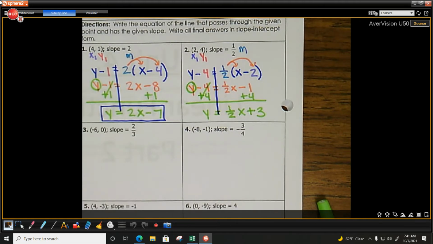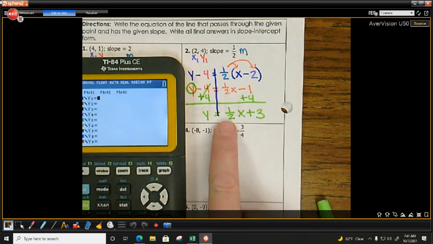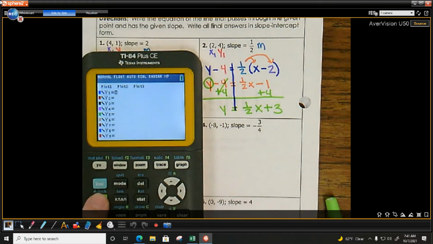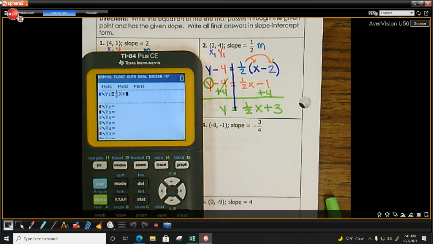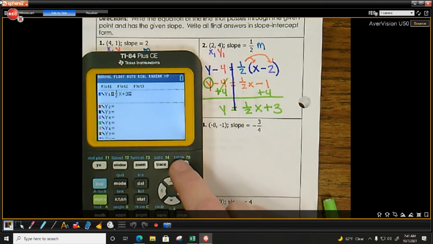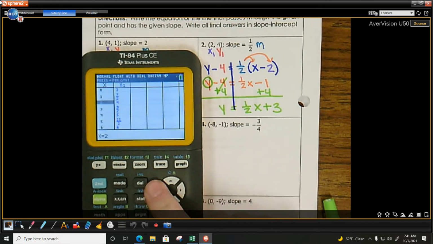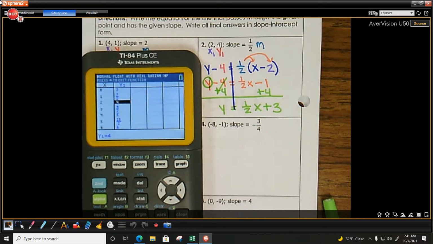Okay, so let's now all go to our calculator, and we are typing in our equation. How do we put that fraction in again, guys? Alpha Y equals enter. So 1/2 X plus 3. Then I need to check to make sure the point (4, 5) is on the table. So second table, is 24 on the table? Yes, so we got it right. We have the correct slope, the point's on the line. We got the right answer.